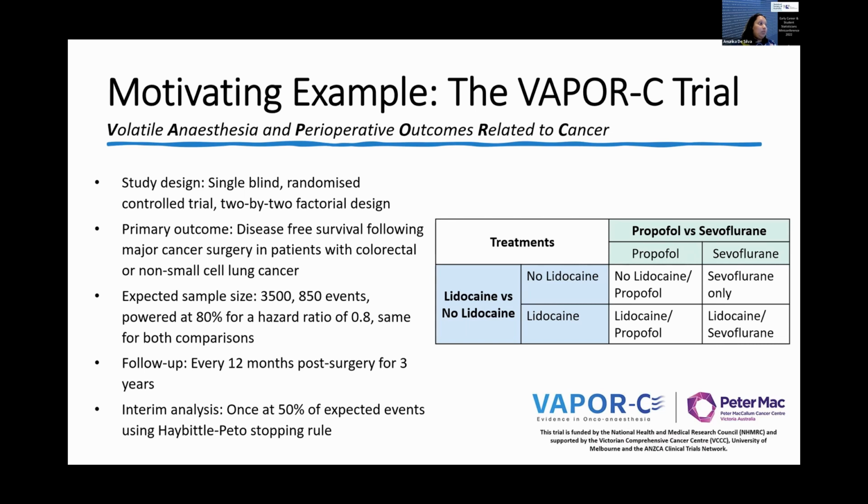The study was powered at 80% for a hazard ratio of 0.8, which we assume to be the same for both comparisons. We follow up patients every 12 months post-surgery for 3 years, and we have planned for 1 interim analysis at 50% of expected events using the Haybittle-Peto stopping rule. And the purpose of this project was to define the operating characteristics of this interim analysis.